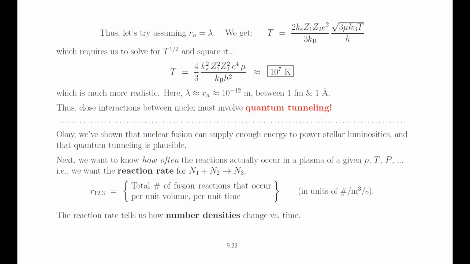The other bit of mathematics that needs to go into this is to figure out how fast the reactions happen. When we talked about the transitions between bound levels in an atom, we talked about these A, B, and C rates, and the total rate on the right-hand side of those equations was often in units of number of events happening per unit volume per unit time. That's the same thing that we want to talk about for nuclear reaction rates.